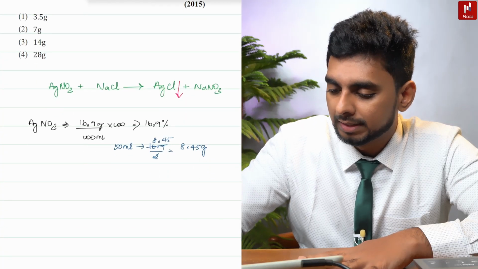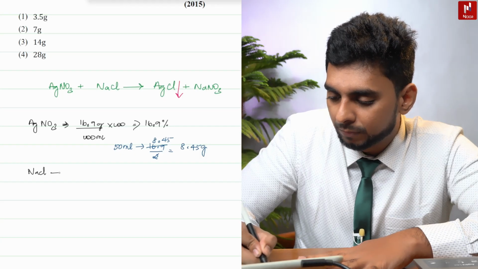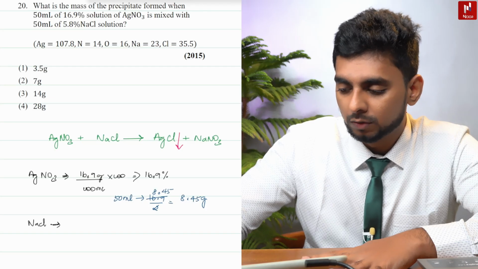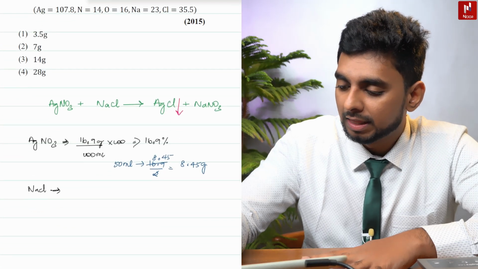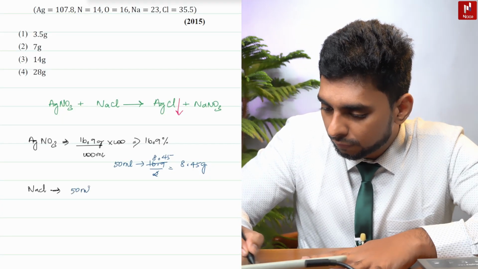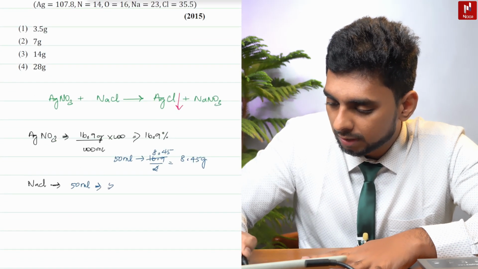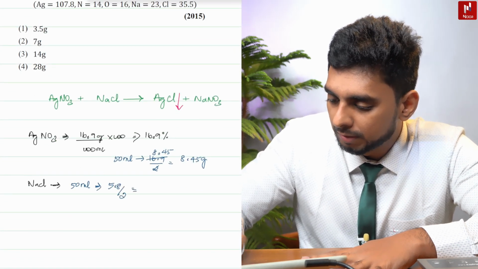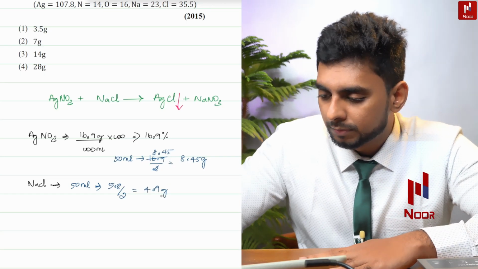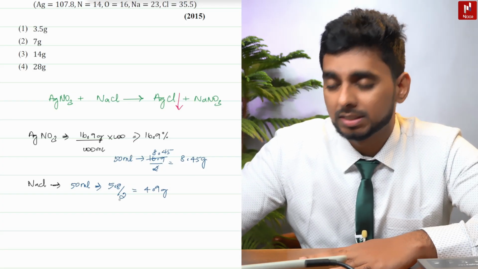Same way I'll have to do it for NaCl. For NaCl you will have 5.8 gram divided by 100 ml, into 100. That will give you 5.8 percentage. Then for 50 ml, what will I get? Same logic, 5.8 divided by 2, that will be 2.9 gram. So this was the amount of AgNO3 and NaCl present in those mixtures.